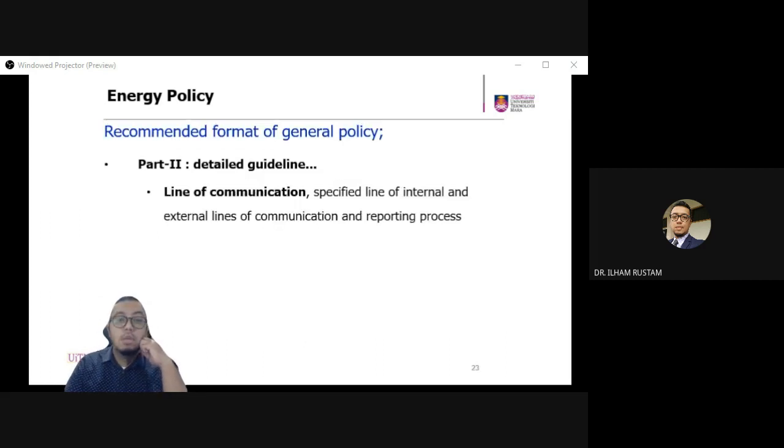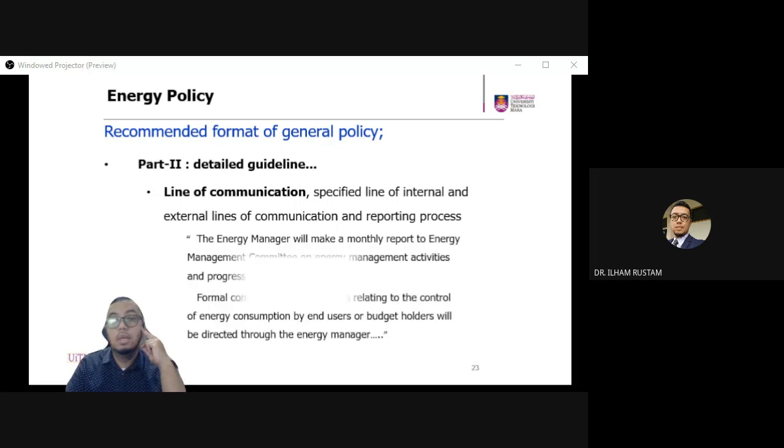Okay, line of communication basically specifies the line of internal and external communication for progress reporting or any kind of issues that need to be addressed. So you need to specify who to report to and who to submit the report to. So the energy manager will make a monthly report to the energy management committee. So it shows here the energy manager is not the boss, but the energy management committee is the boss.